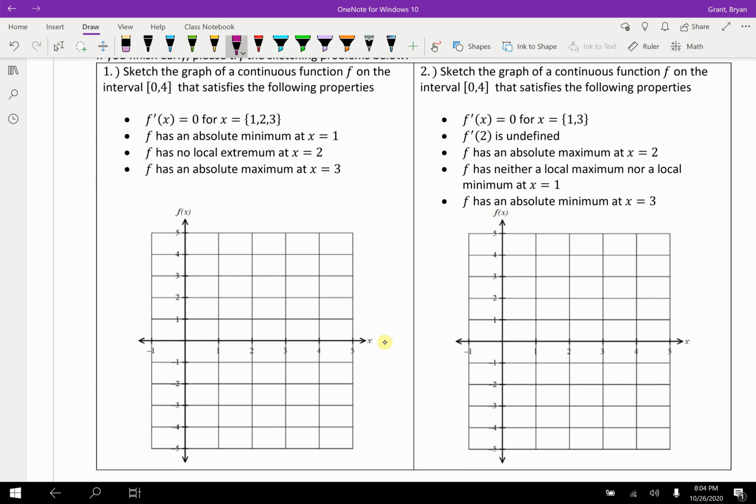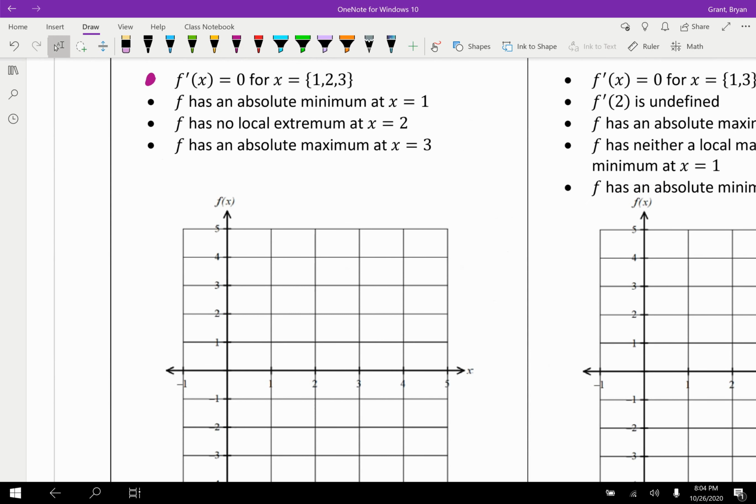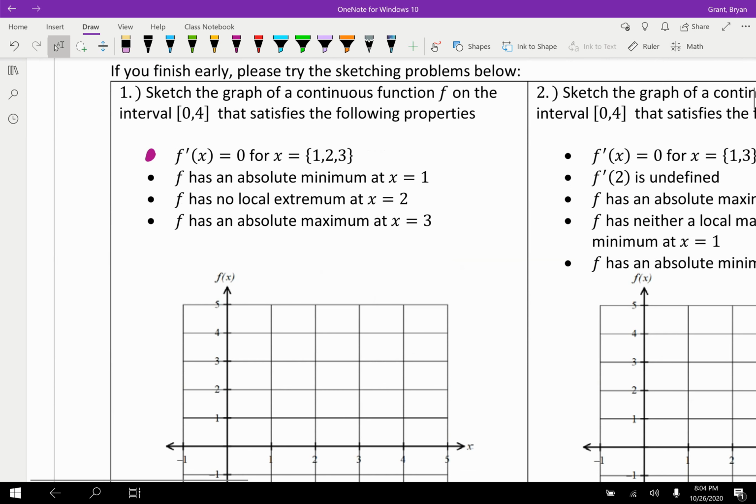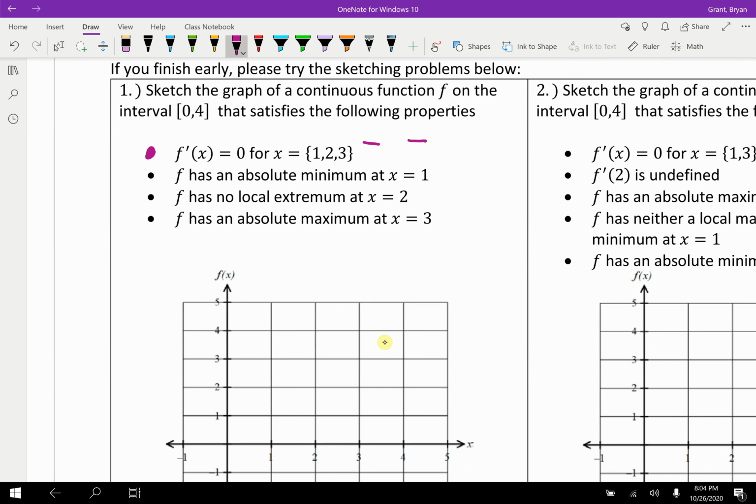Well, I'm going to do this first one in purple, I think. F prime of x equals 0 for x equals 1, 2, and 3. So here are 1, 2, and 3. If the slope is going to be 0, and notice they didn't really tell us where everything is, all that's telling me is that there is going to be some sort of smooth curve there, either like this or like that. It could also look something like this. So we're going to come back to that one, and maybe let's go ahead and do the absolute minimum first.